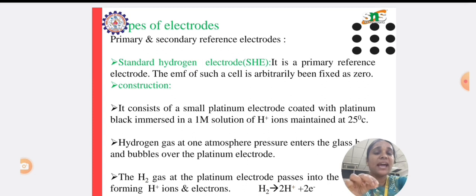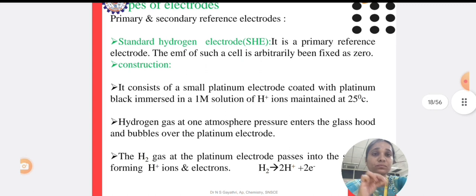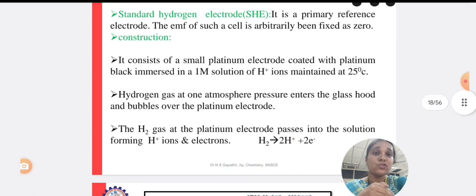Next, hydrogen gas at 1 atmosphere pressure enters and bubbles over the platinum electrode. The hydrogen gas at the platinum electrode passes into the solution, forming H+ ions and electrons. That is, H2 gives 2H+ plus 2 electrons, which takes place under anode condition. The main thing in the standard hydrogen electrode is that hydrogen gas should be passed through while the reaction happens.